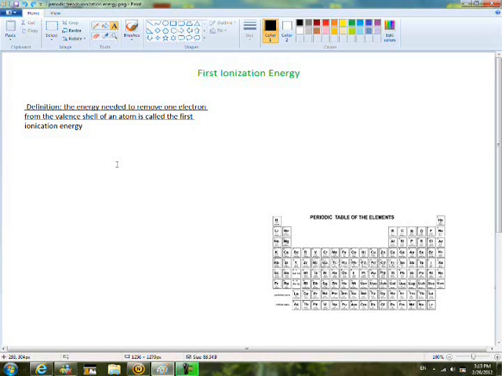Now let's have a look at the first ionization energy. The definition is the energy needed to remove one electron from the valence shell of an atom is called the first ionization energy. Let's have a look at our periodic table now. As you go to the right of the periodic table, the first ionization energy will increase. And as you go up the periodic table, the first ionization energy will increase.